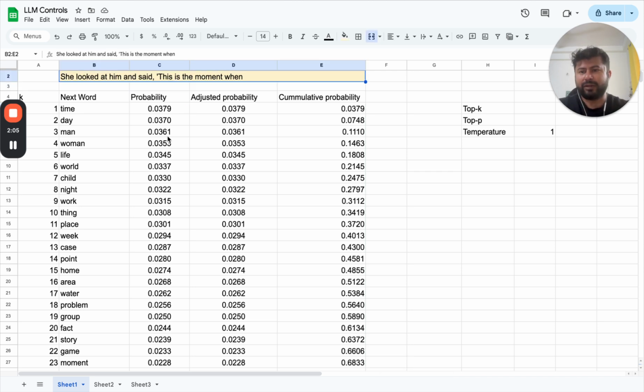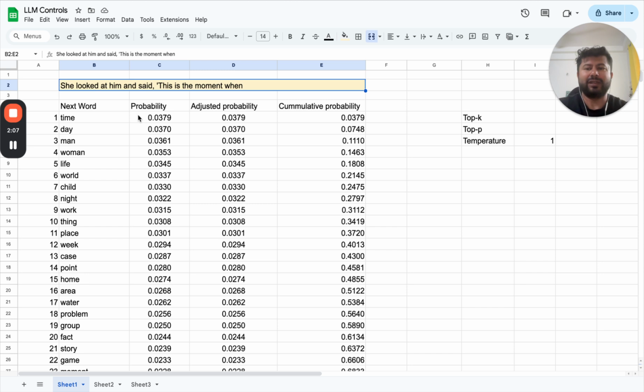So what the LLM is saying here is, she looked at him and said, "This is the moment when time" makes the most sense. This is what this means. But you can also have day. You can also have, "This is the moment when man, woman, life," whatever can come.